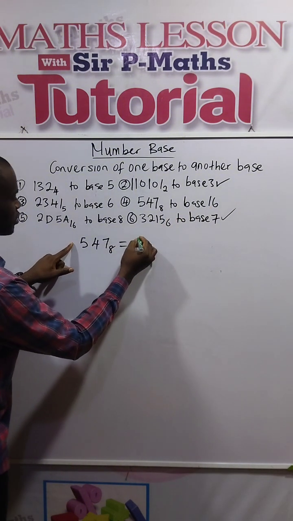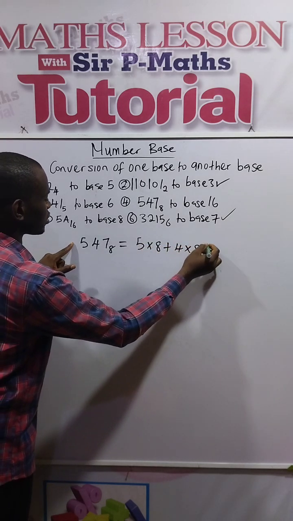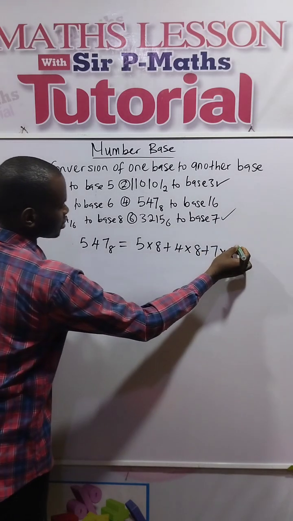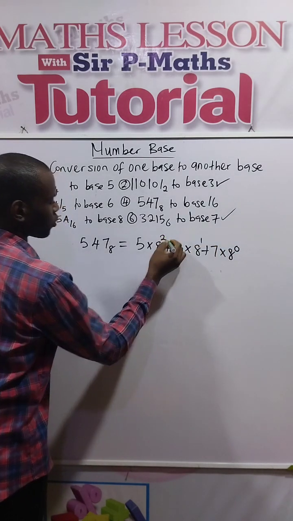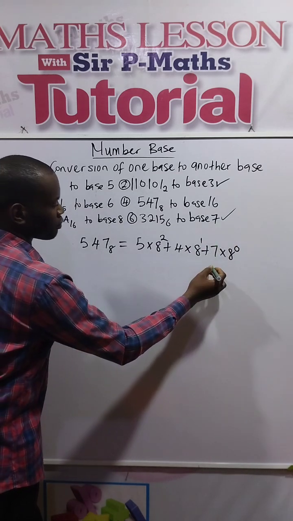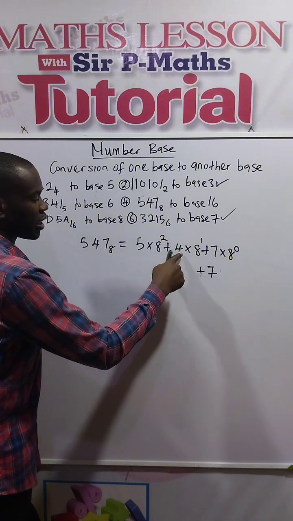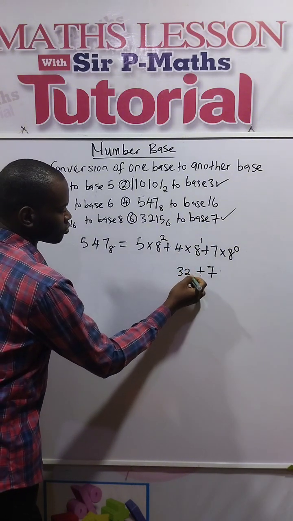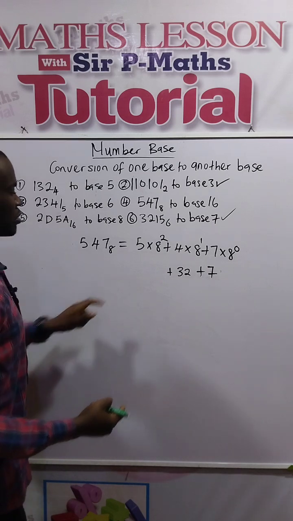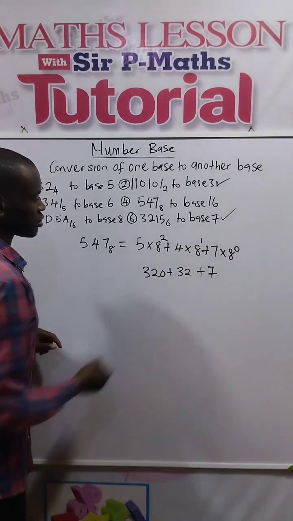So we expand first. 5 times 8 plus 4 times 8 plus 7 times 8. Assign indices. All right. 8 raised to the power 0 is 1. 1 times 7, we have 7. 8 raised to the power 1 is 8. 8 times 4, we have 32. 8 raised to the power 2 is 64. 64 times 5, that will give us 320.